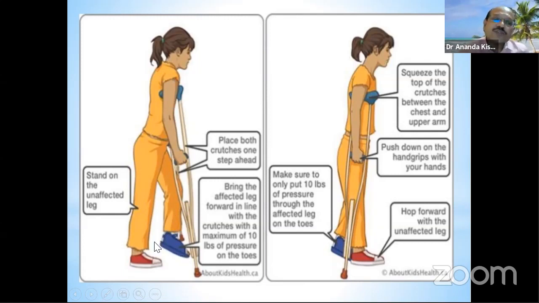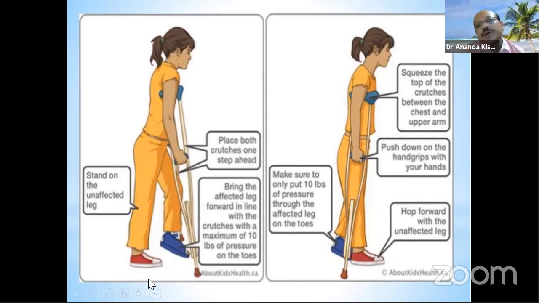So once the patient stands like this, he will start to move. Start the move means he will bring both the crutches in front, from the side. This is the first step: bring both the crutches in front. Second step, bring the affected limb in front. Third step, giving pressure on the hands and squeezing the top of the crutches between the chest and the upper arm, bring the normal limb in front of the crutches.